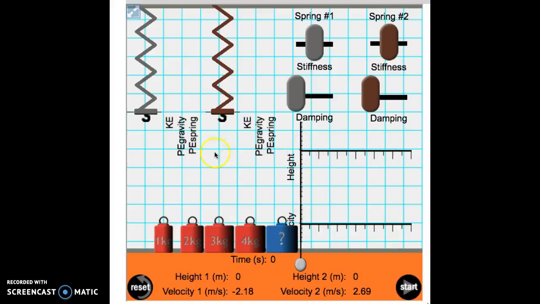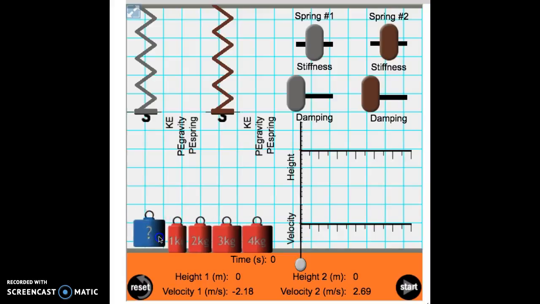We'll add different weights. We'll see how that affects the velocity, height, and periods of our springs. And along those same lines, we will change our spring constant. We will adjust the friction, and then we will be able to see how simple harmonic motion looks on a graph. So we've got height over here, we have velocity over here, as you can see.